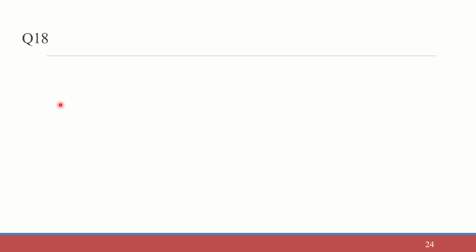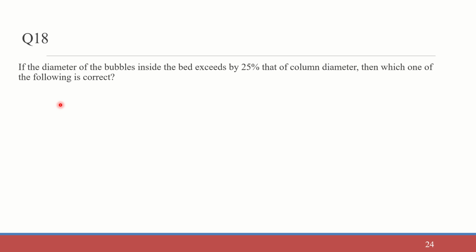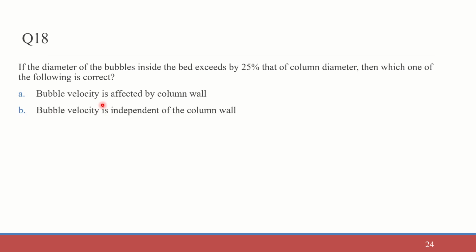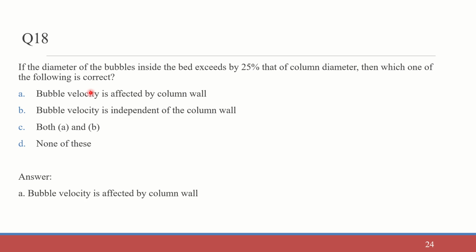Question 18. It is about if the diameter of the bubbles inside the bed exceeds 25% of the column diameter, which one of the following is correct? A: Bubble velocity is affected by column wall. B: Bubble velocity is independent of column wall. C: Both A and B. D: None of these. Answer is bubble velocity is affected by column wall. Option A is the right answer.